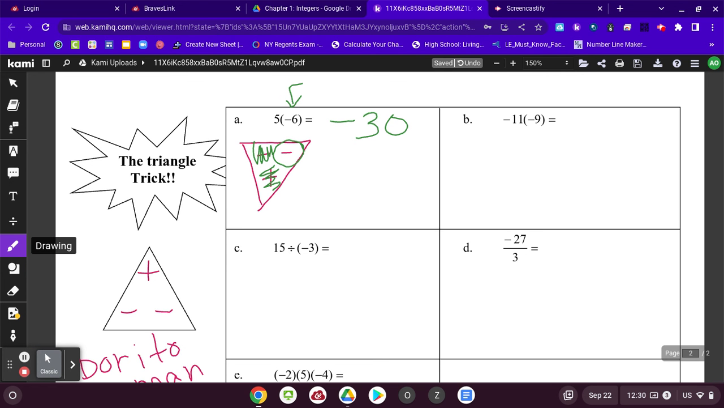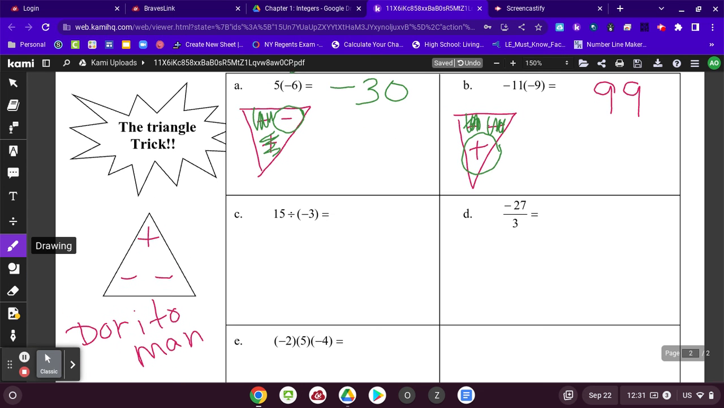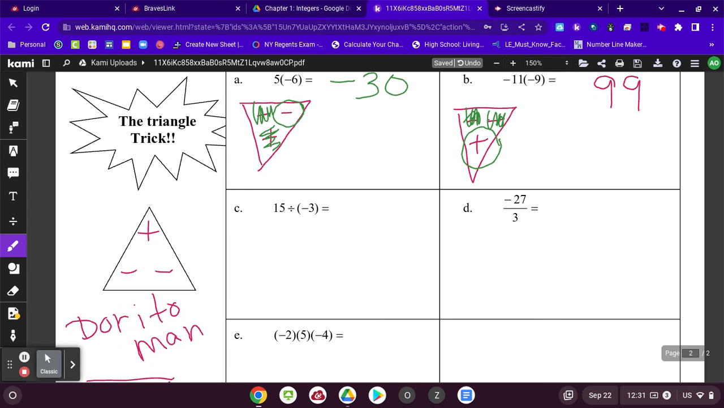Let's try B. Negative 11 times negative 9, I know, is 99. Let's see if that's going to be a positive or a negative 99. The first number is negative, so I cross off a negative sign. The second number is negative, cross off the other negative. My answer is what's left. So that's a positive 99. Most kids start to get the hang of it right about here.